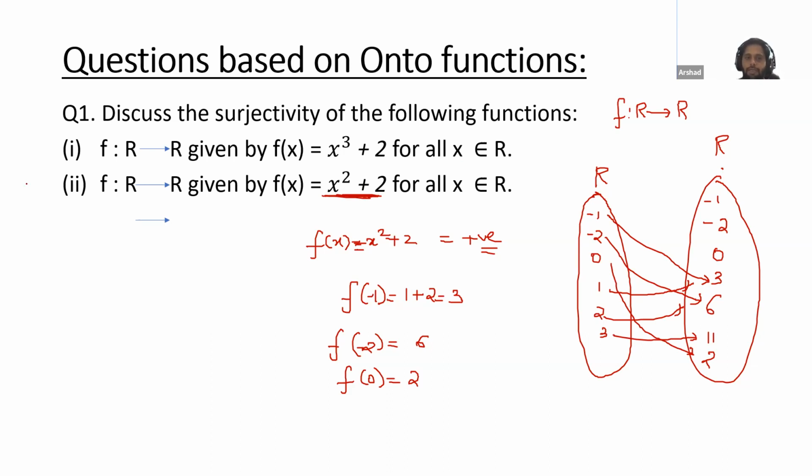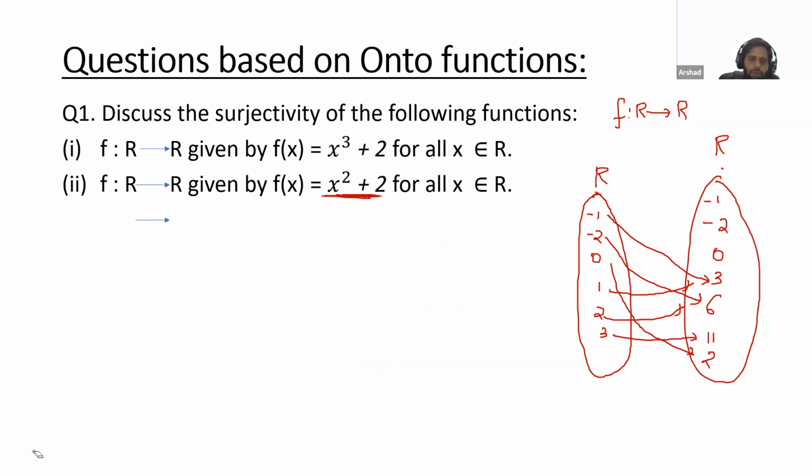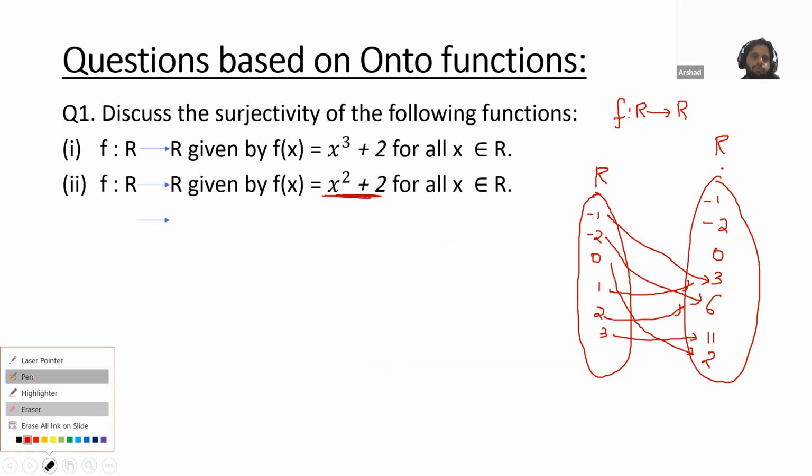Okay, so directly we can analyze like this. If in the exam you are not able to analyze in the case of an onto function, then it's fine. Just use the same method which I already explained to you.